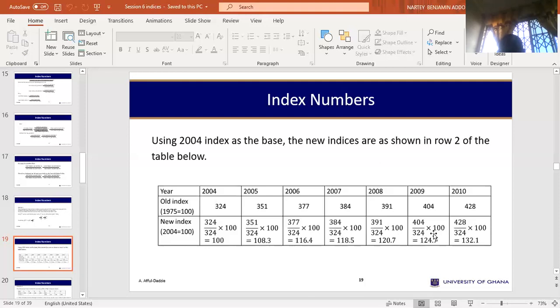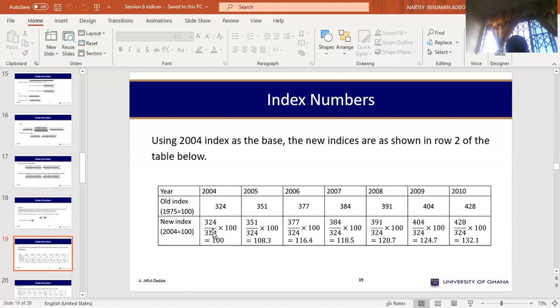And then 2009 will be 404 over 324, so that will be 124.7. But when you look at this calculation, it's just like computing the price relative and the quantity relative formulas. You can also use those formulas to compute it. So you don't have to worry, because you only have to note which year is the base, or which period is the base.